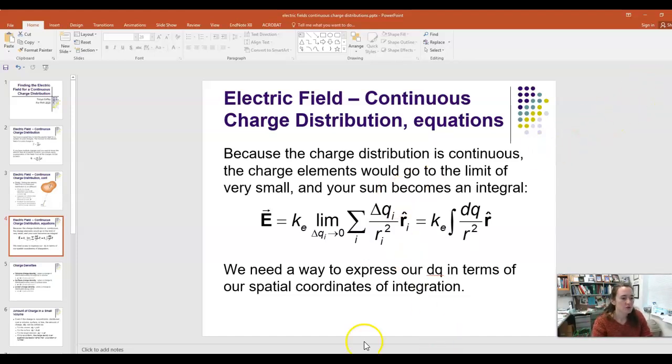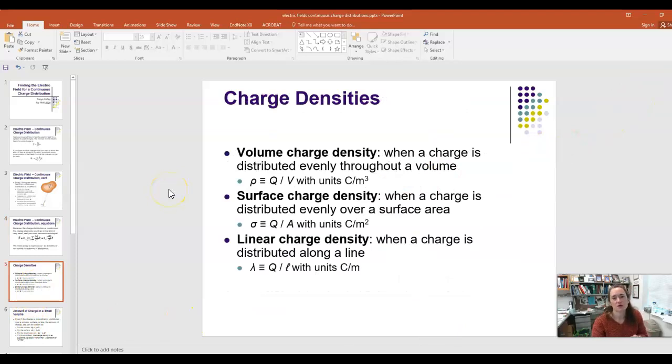Well, the way that we're handling it is we define what's known as a charge density, okay? And the charge density expressions allow us to express our dq's in terms of the spatial coordinate. Let me explain a little further. We've got three basic types of charge densities that we're going to work with. We've got volume charge densities, surface charge densities, and linear charge densities, okay? So our volume charge density, which I'll symbolize with the Greek letter rho, is going to be our charge divided by our volume. Now, this could be a uniform charge density like I've talked about here, but it could also be a charge density that changes spatially.